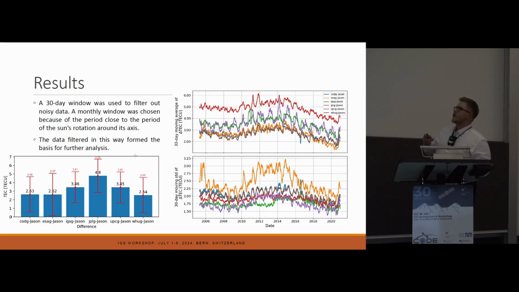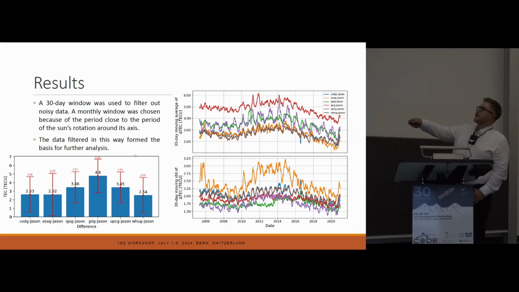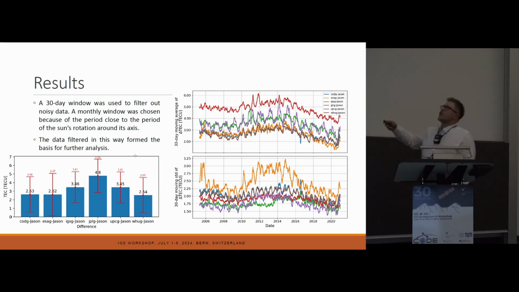And here we have our first results of temporal analysis. As we can see at first, the difference with the JPL center is highest, reaching around 4.8 TEC units, while the lowest differences, 30-day moving average differences, we obtained for CODE, ESA, and Wuhan. And you can see that they have similar curves, so this is probably because of the use of spherical harmonics in their solution.